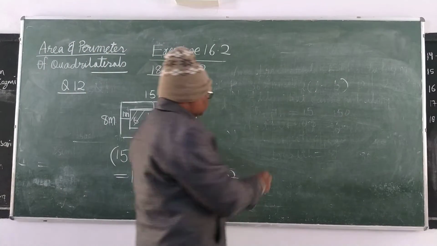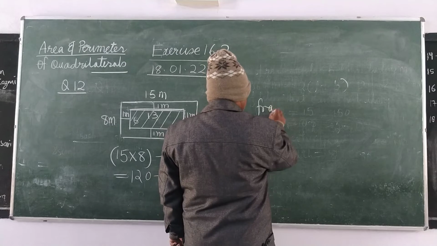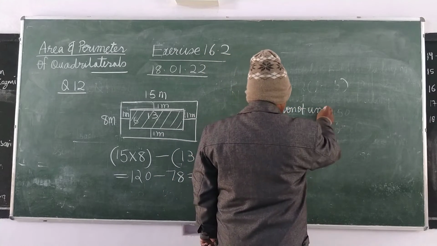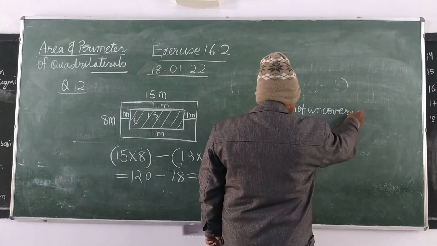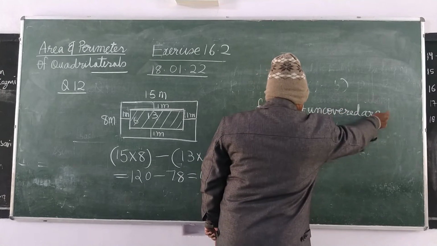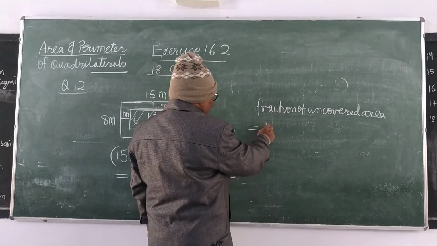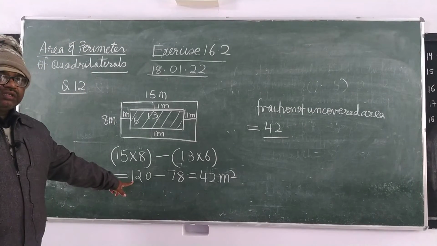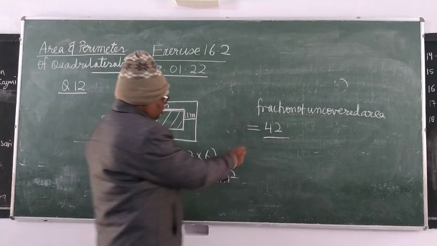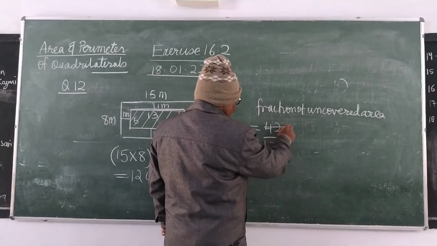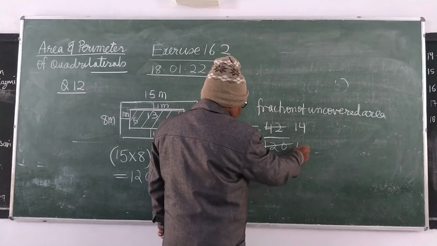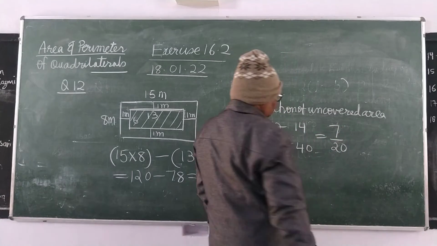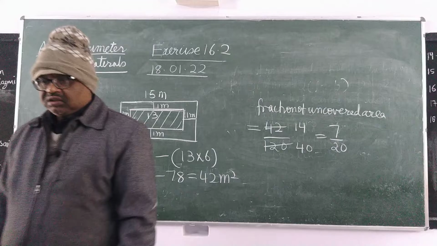But you have to find the fraction. So fraction of uncovered area. So what is the uncovered area? 42 meter square. What is the total area? Total area is 120. So it will be 14 and this is 40. That is equals to 7 upon 20. This fraction is uncovered.